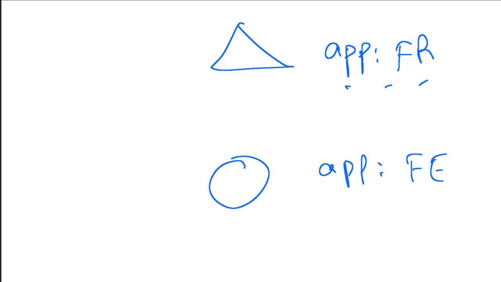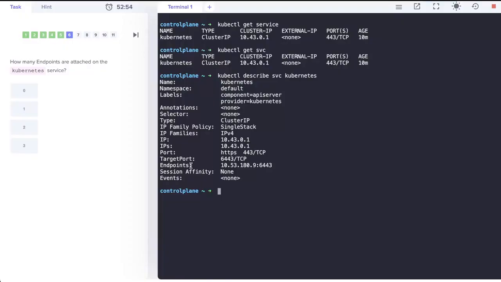So that's what endpoints are. It's a specification of all the pods that a particular service has identified based on the selectors and the labels set on those pods. Okay, so in this case, this particular Kubernetes service has just one endpoint. So we're going to select 1 here.